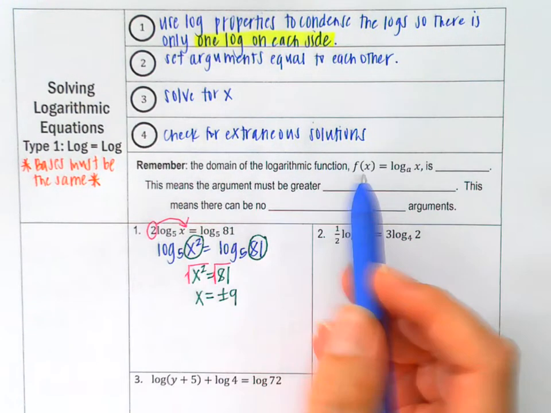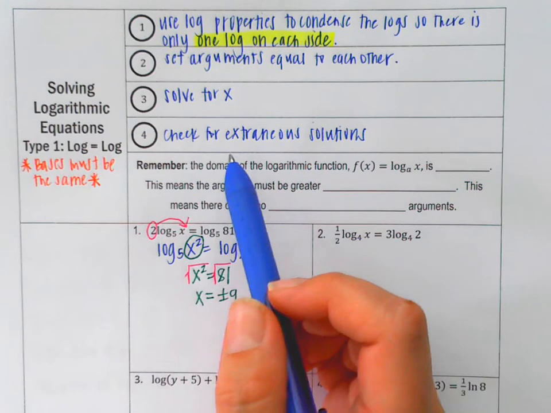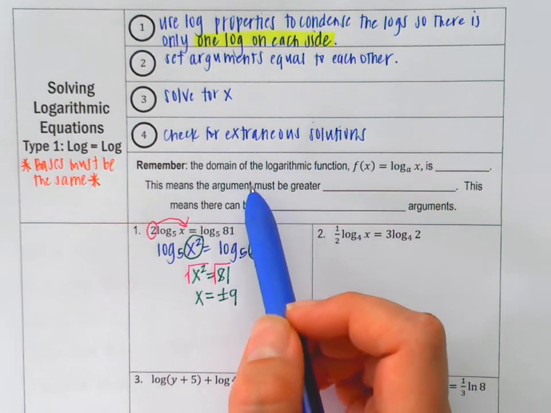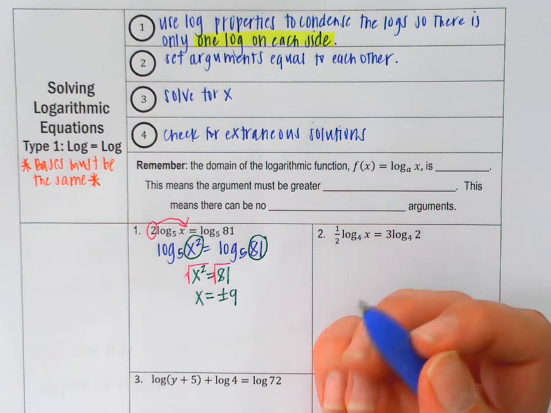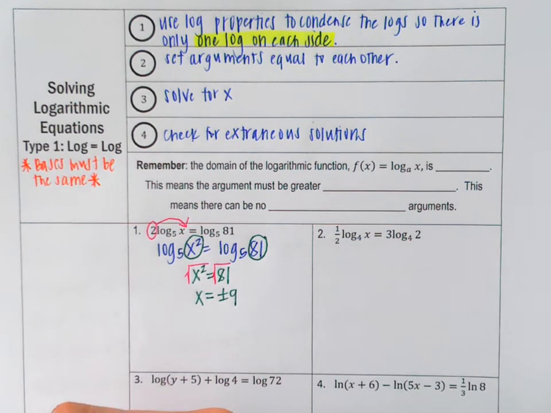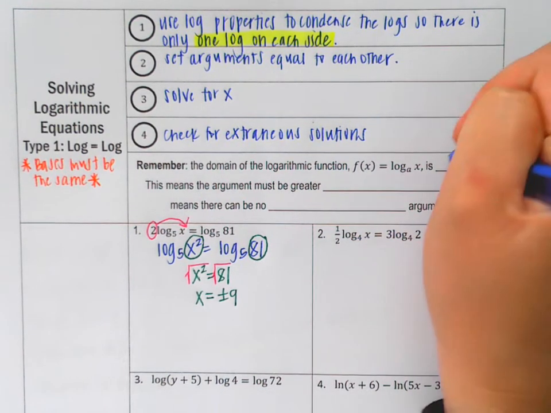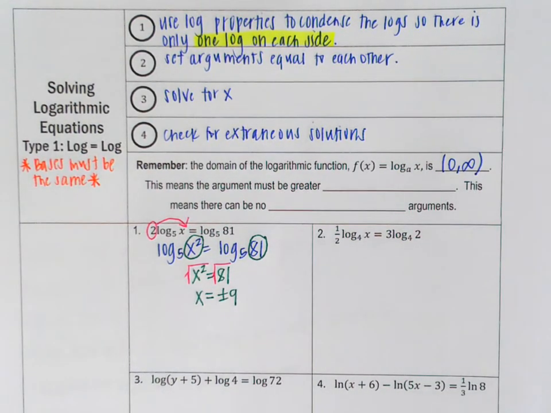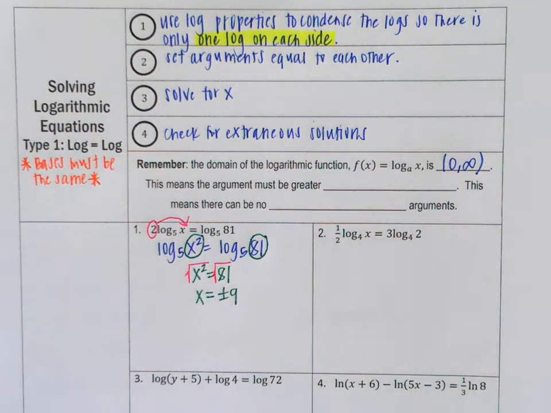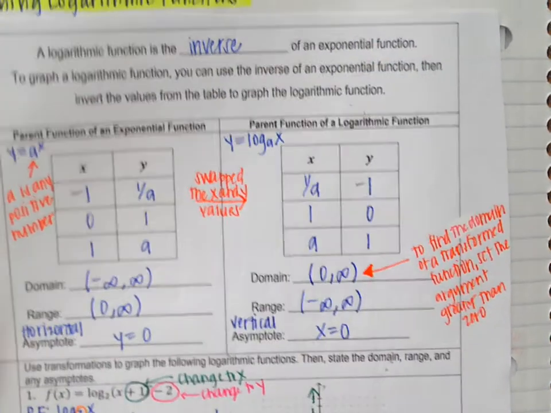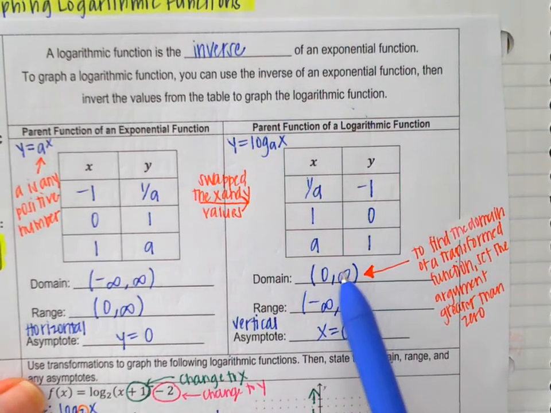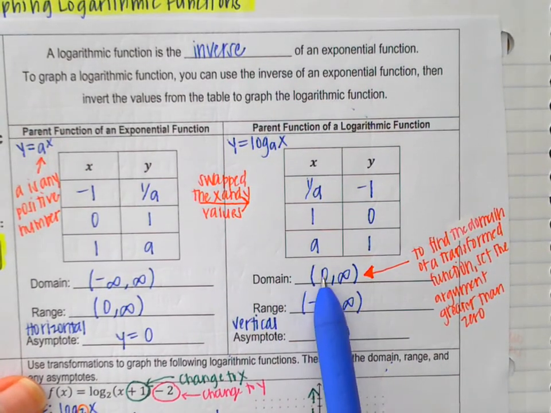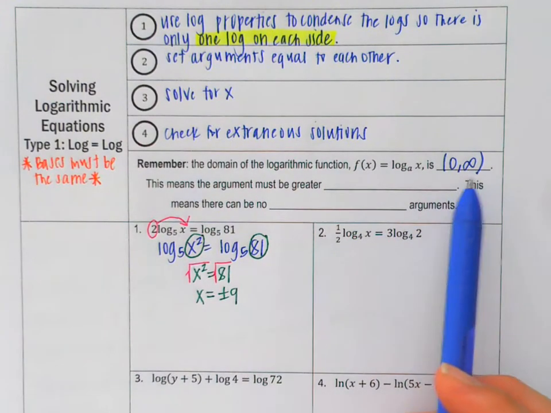So check for extraneous solutions is relating with this statement down here. Remember, the domain of the logarithmic function f of x equals log base a of x is 0 to infinity. That's referencing back to our old notes when we were looking at the parent function of a logarithmic function. The domain is 0 to infinity. So that's all I'm referencing here.